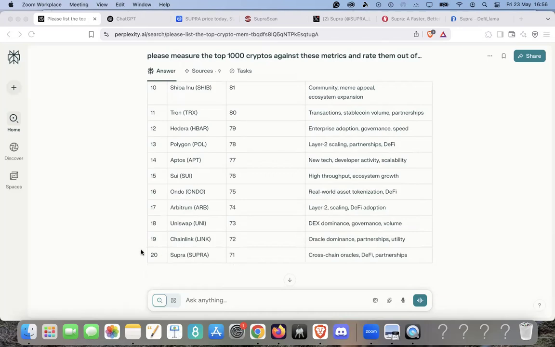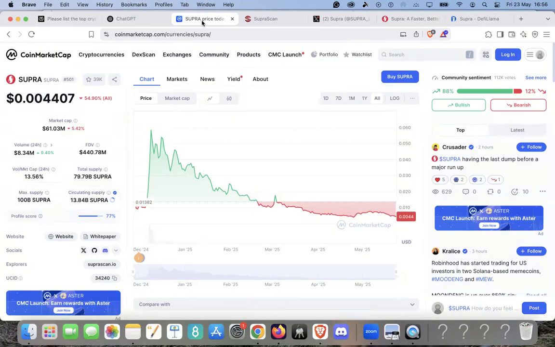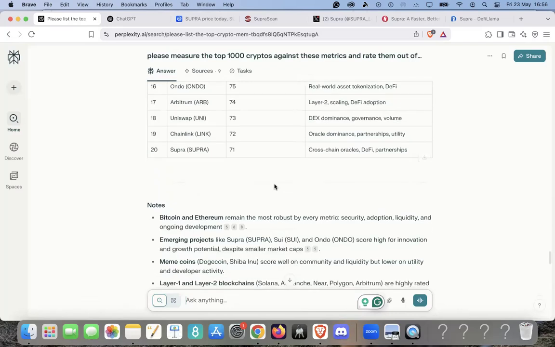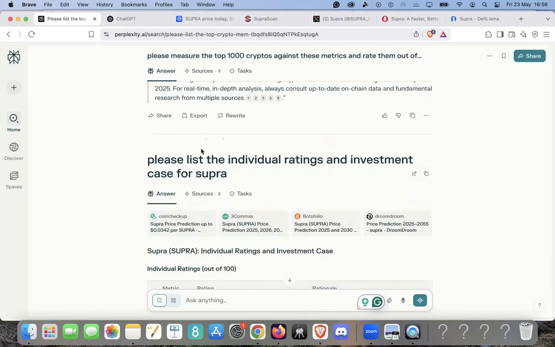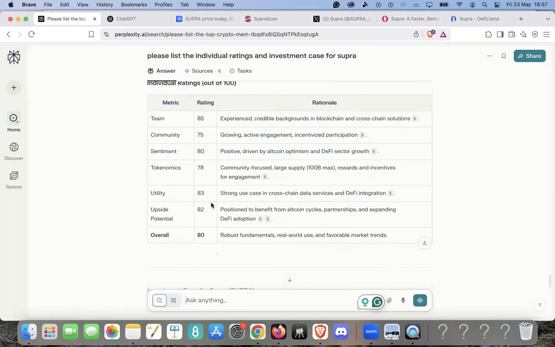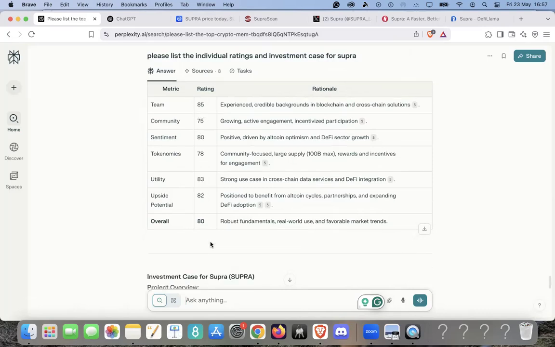Now, this one somehow has managed to jump its way in, and that's why I'm talking about it today, because this is the only one of the top 20 that's outside of the top 50. And it's not just outside the top 50. When you see it, you see it's number 501. So for some reason, this seemed like an anomalous entry. It didn't really make a lot of sense as to how this made it so high up. It was crazy. So I said, please list the individual ratings and investment case for SUPRA. So very strong team. Team was the highest, and it's got high ratings all down with an overall 80.